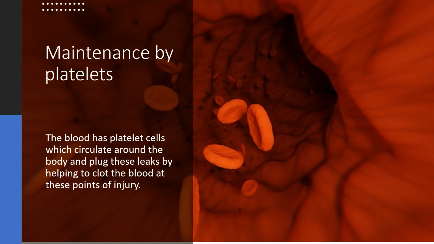Now we are going to learn about platelets. What is the function of a platelet? If you get a wound by some physical activity, the blood starts leaking from the wound. These platelets are the cells that are circulating around the body and they plug these leaks so that the blood clots at these points of injury and the pressure of the blood is maintained in our body.